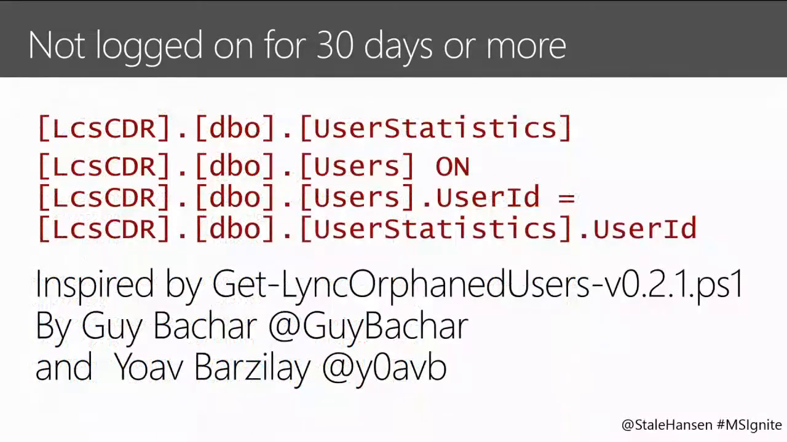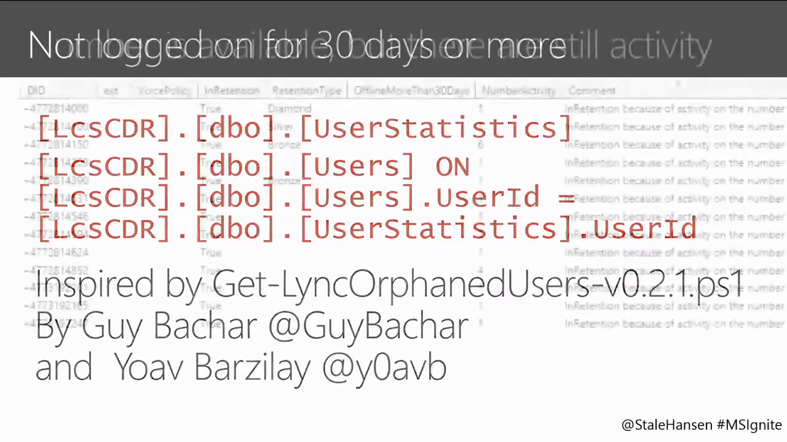So here's the SQL query. We get this information from the user statistics table, and we connect it through the user ID to the users table, in order to get the name of the users, because those are not present in the user statistics table. And this was inspired by Get-Link orphaned users created by Guy Bakar and Yoav Barslav. It's an awesome way to find logon time for users, and it's quite accurate.